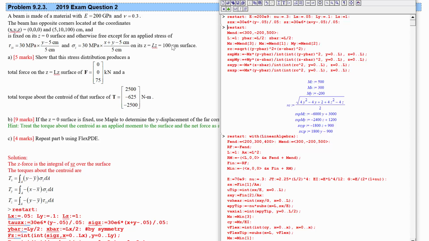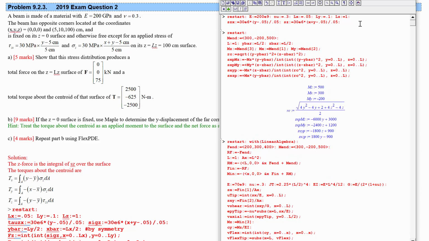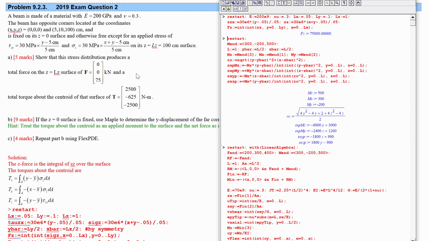Okay, now we're going to figure out what the total force that's created by this is, and we can find that by just integrating these stresses over that surface. So we'll say the force in Z would be equal to the integral of Sz, the stress in the direction of Z, integral of Sz over that surface. So we're going to integrate twice, integrate from y equals 0 to Ly, and from x equals 0 to Lx, and that should give us the force in Z. And it is 75 kilonewtons.